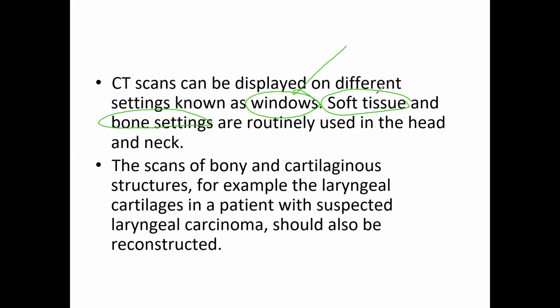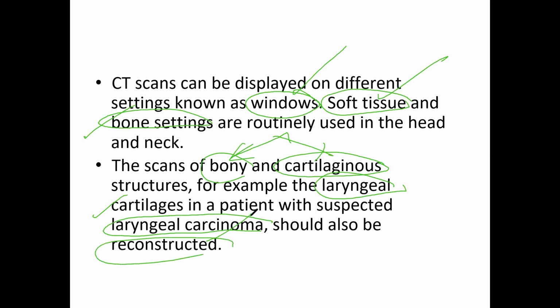Bony windows or soft tissue windows are the ones which we normally keep in the head and neck. So the scans of bone and cartilaginous structures, for example, laryngeal cartilages in a patient with suspected laryngeal carcinoma. So both bone and cartilage are useful for the larynx. Cartilages in a patient with suspected laryngeal carcinoma can be reconstructed in that manner.